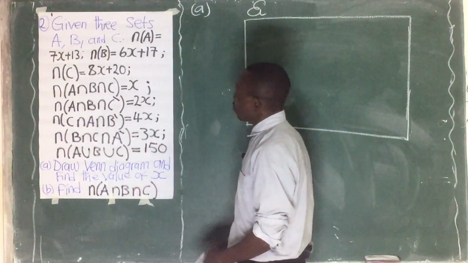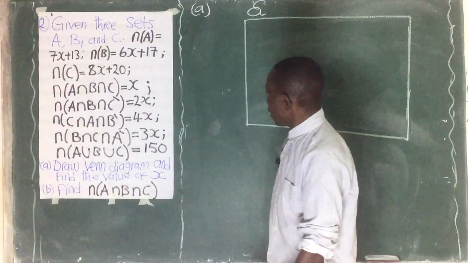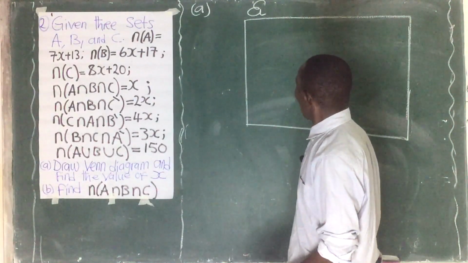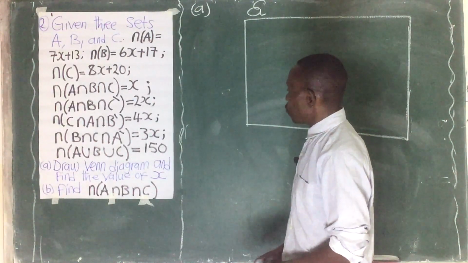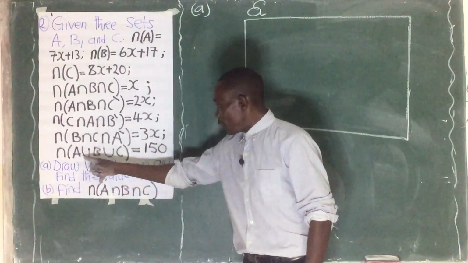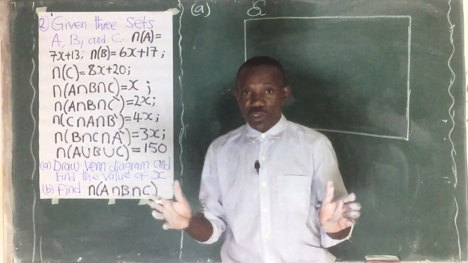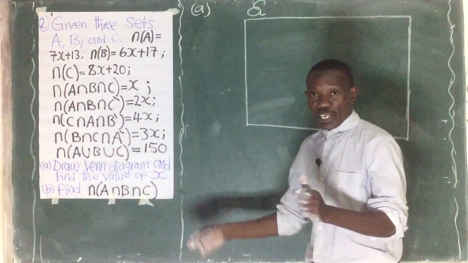So you as a mathematician can interpret the meaning of that in such a way that you'll be able to deduce that the number 150 here on top of A union B union C tells us the total number of elements in the what? In this what?